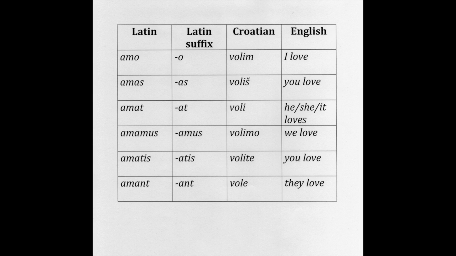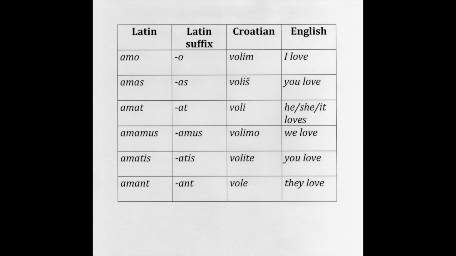And you can see that in the Latin there are different endings or suffixes for each of the persons. So I love is amo, he, she or it loves is amat, and so on. And I put those suffixes or endings in the second column. O, as, at, amus, atis and ant.